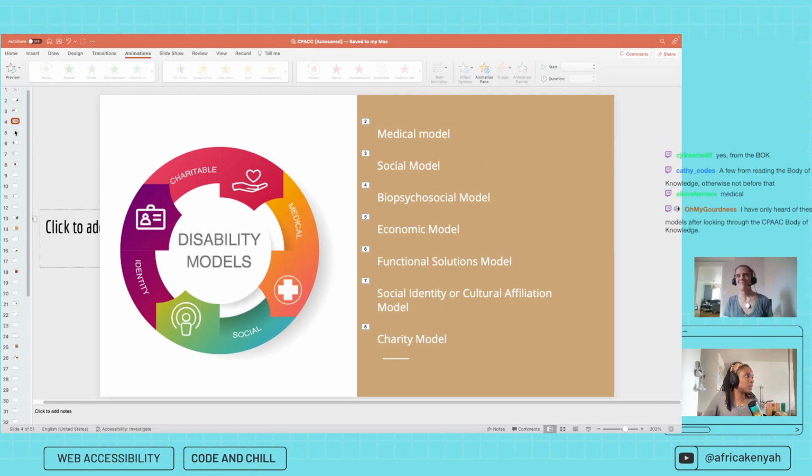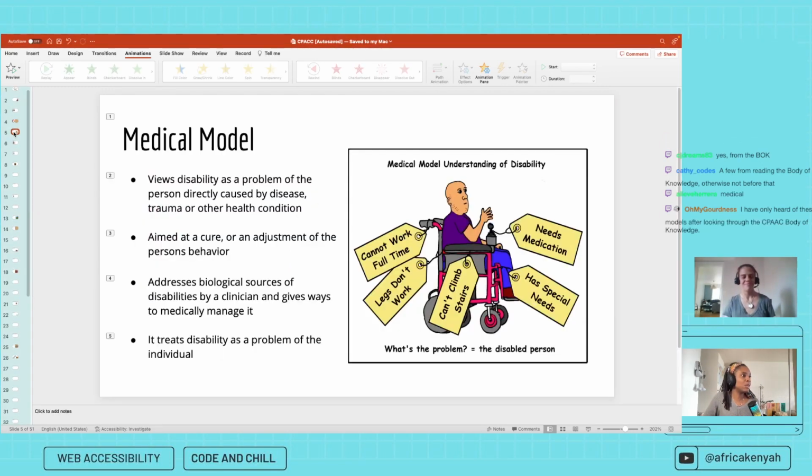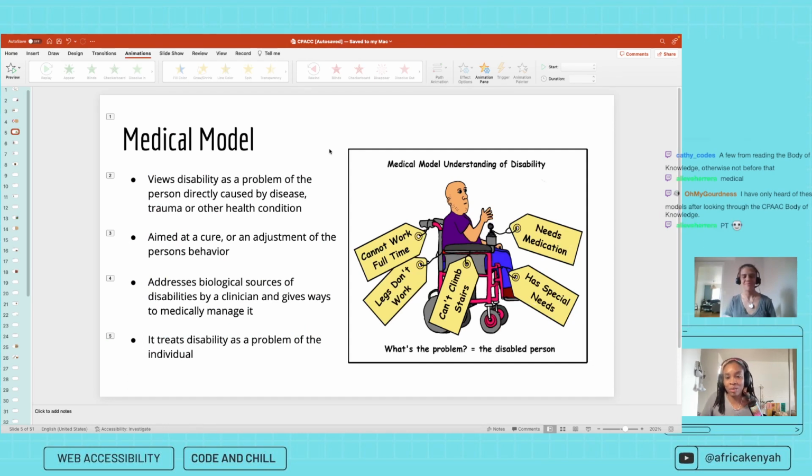All right, we're going to go to the next one. So let's get into the medical model. The medical model is what I've been doing for the past 10 years. I had to unlearn a lot of things about the medical model.